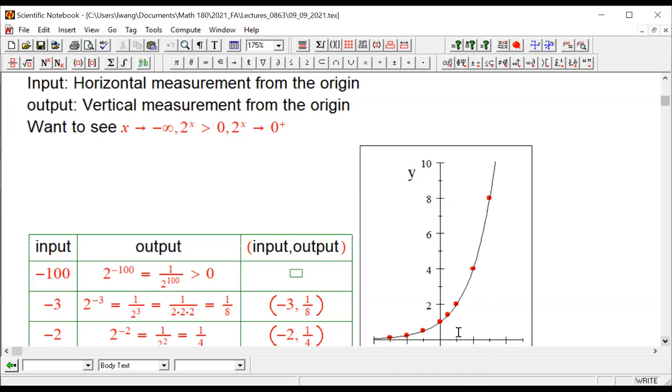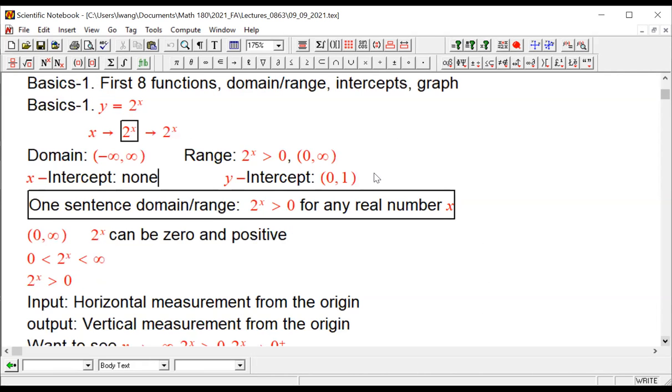And y-intercept means what? It's where the curve crosses the y-axis, which is the output axis. And we got one, (0, 1). Therefore, the answer is right. Congratulations, you guys. Okay, very good. So these are the two things we missed.